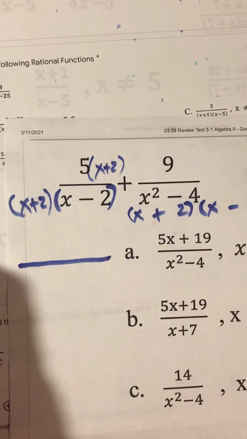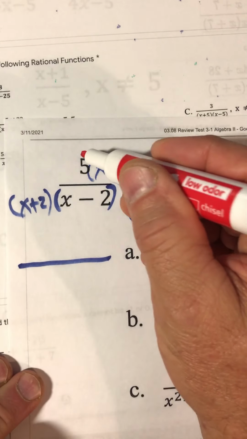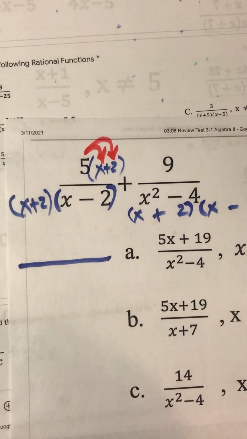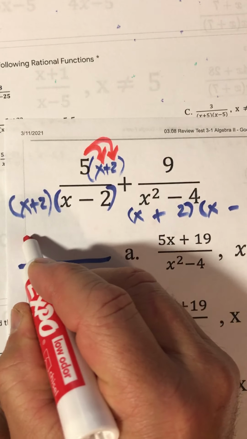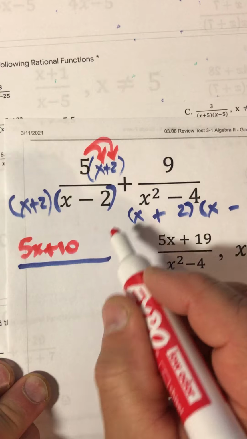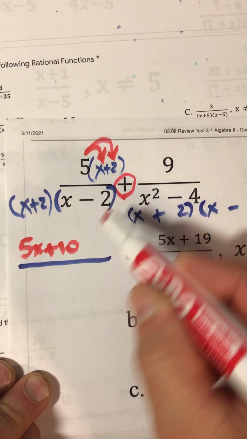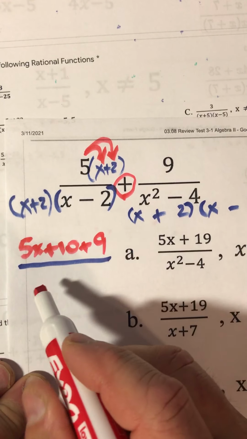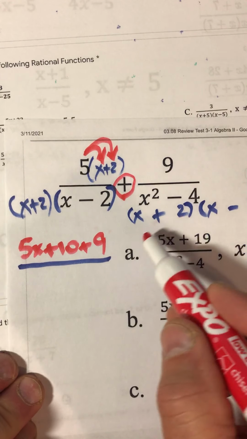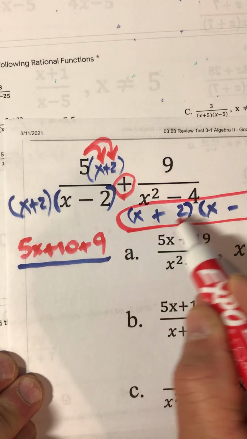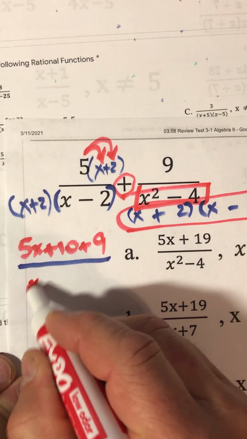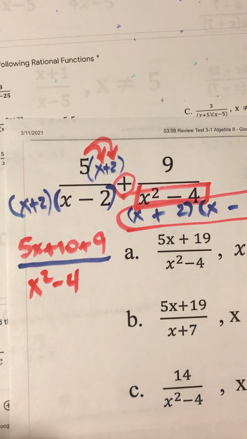We need to go ahead, okay, and we need to distribute here at the same time 5 to the x plus 2. So 5x plus 10, and then plus, right, 9 over, and look, the answer choice just says let's put all this back into this, x squared minus 4. So I'm going to go ahead and write down x squared minus 4 at that time as well.